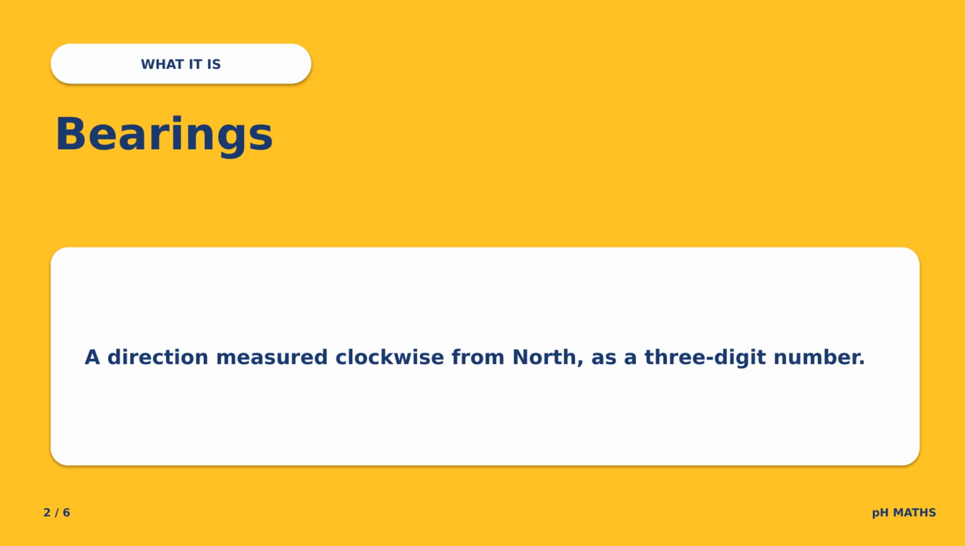Definition. A bearing is a direction measured clockwise from north and written as 3 digits. So a bearing of 070 degrees means 70 degrees clockwise from north. Always 3 digits, even if the actual angle is single or double. Bearings range from 000 up to 359.